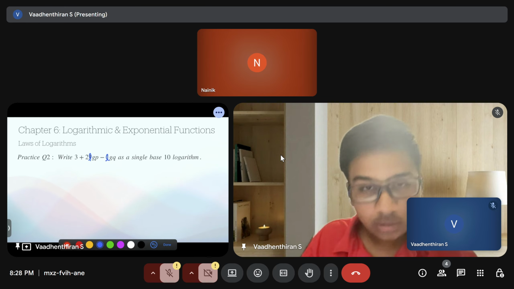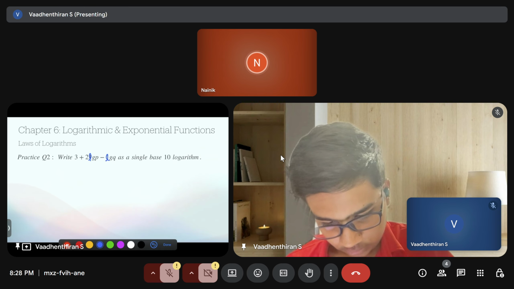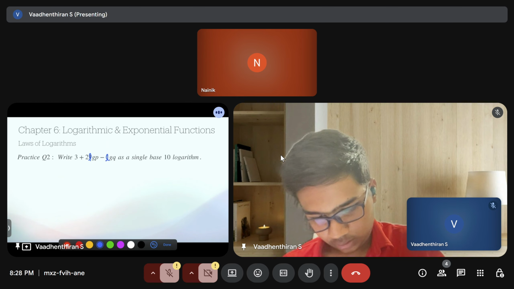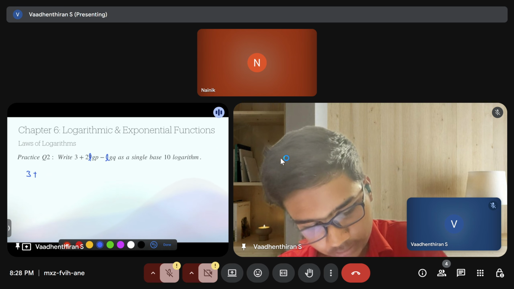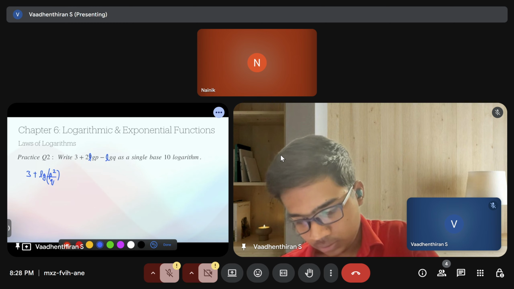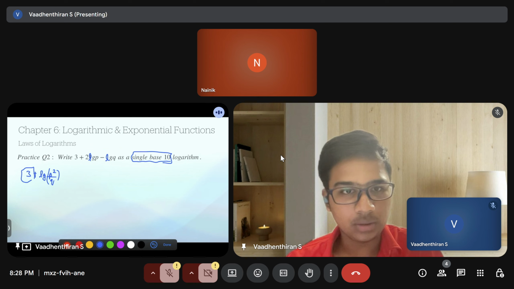I got 3 plus lg p squared by q, sorry, p squared by q. Okay, your answer is 3 plus lg p squared by q. But they asked for a single base logarithm, so the answer should be a logarithm. You cannot have a 3 hanging out here.